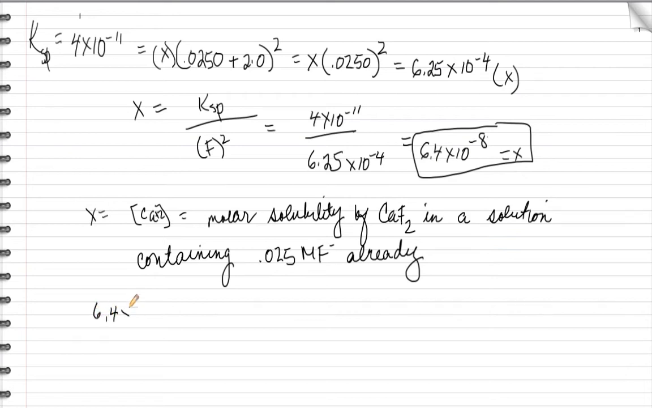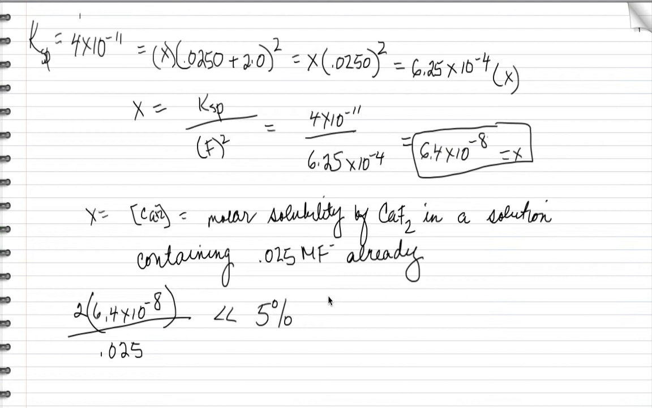When you put calcium fluoride solid, just throw it in a beaker, and that solution contained 0.025 moles per liter of fluoride already. Notice I put a little square around the final answer. I said that equals x. I wish I would have said that equals the molar solubility, because on an AP test they would have loved that.